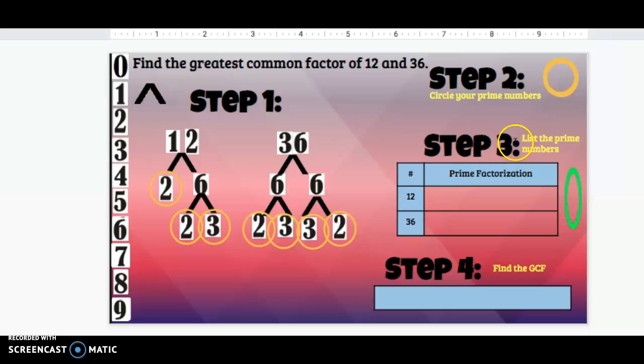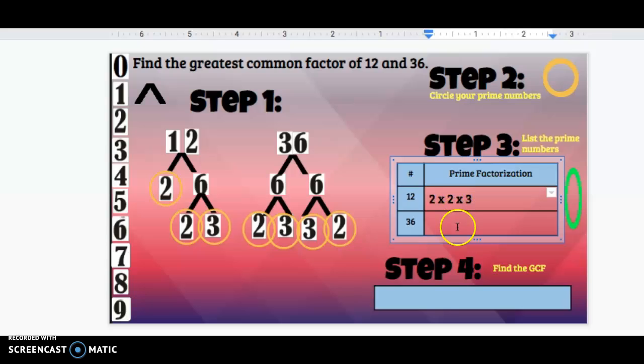Now step 3, you have to list the prime numbers for each number. So I'm going to list my prime numbers, which are my apples, for 12. So that's 2 times 2 times 3. Then I'm going to list my circled numbers for 36. I have 2 times 2 times 3 times 3. And again, you want to make sure that you have all your circled numbers and they're in order from least to greatest.